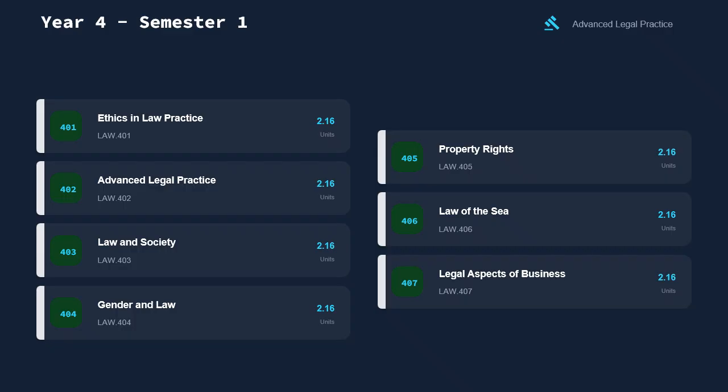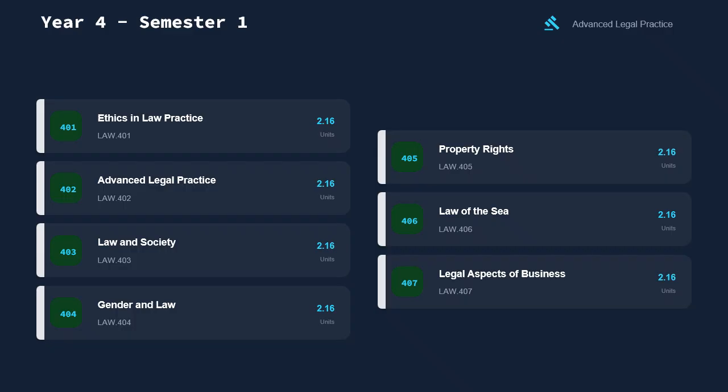Contemporary issues and professional preparation. 4.1 Well-being and sustainability, mental health, work-life integration, and professional fulfillment. The legal profession faces well-being challenges: high stress, long hours, and mental health issues. Advanced practice requires strategies for sustainability.